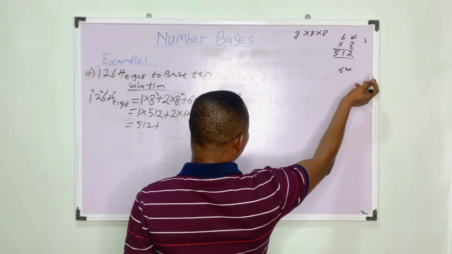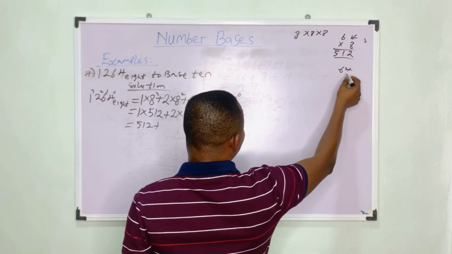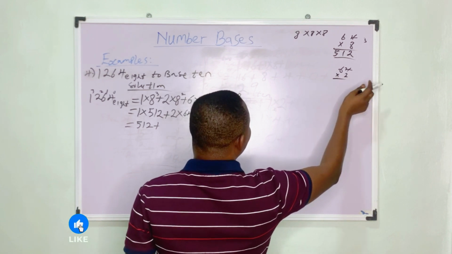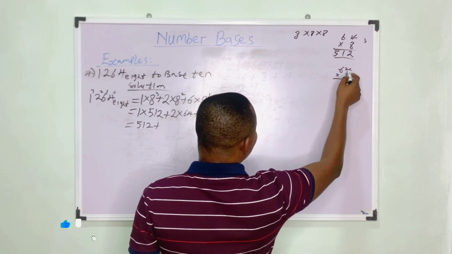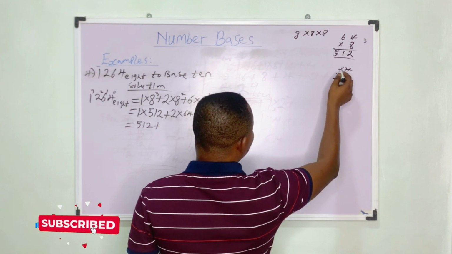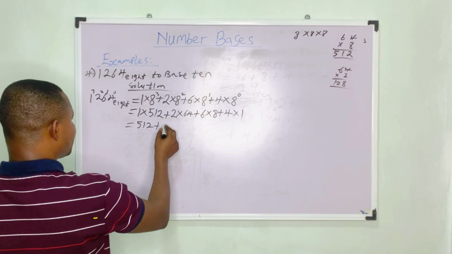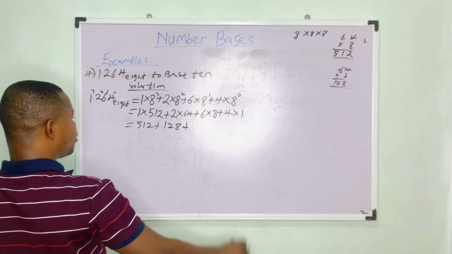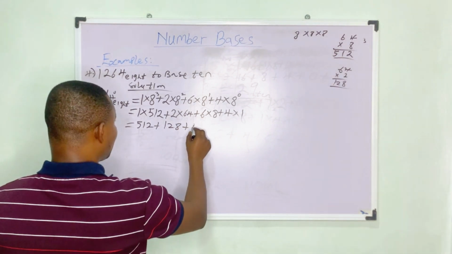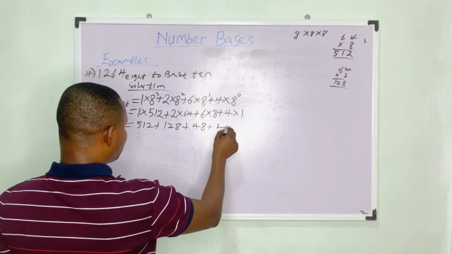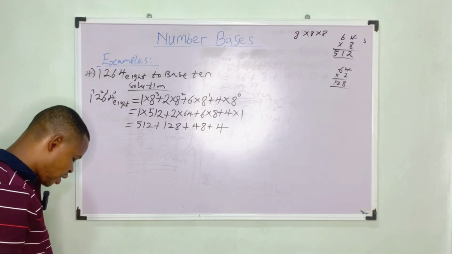You don't need to use a calculator, just come to your playground, let me put it that way. So 64 times 2, that is 4 times 2, that is 8, and this is 12. It gives you 128. So 2 times 64, that's 128, plus 6 times 8, that will give you 48. 4 times 1 will give you 4.